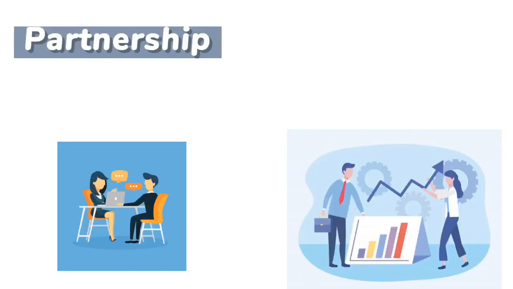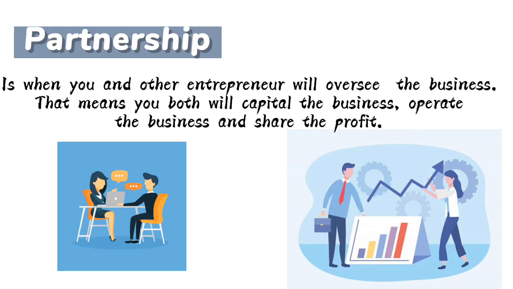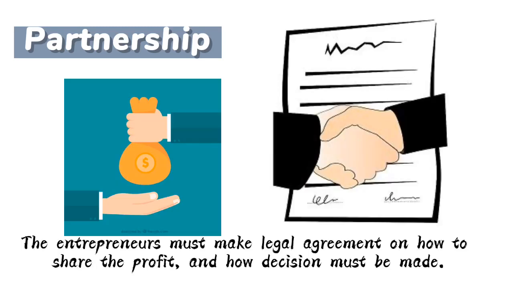Next one, guys, is partnership. Partnership is when you and another entrepreneur will oversee the business. That means that you both will capitalize the business, operate the business, and share the profit. The entrepreneurs must make a legal agreement on how to share the profit and how decisions must be made.